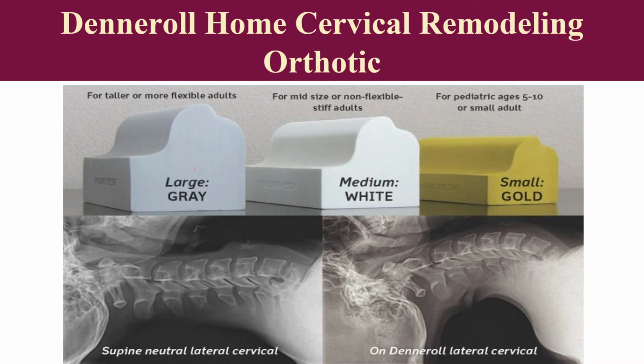So, again, those studies were done on the different sizes, and we size the Denneroll based on the appropriate patient. Now, the better you get at this, the more you do this, the more you're going to understand that we don't just necessarily base this off of size, but if we're going off of just metrics alone, the large or the gray is for a patient that is 5'9" or above. The white would technically be 5'8" or less, or a more moderate sized adult.